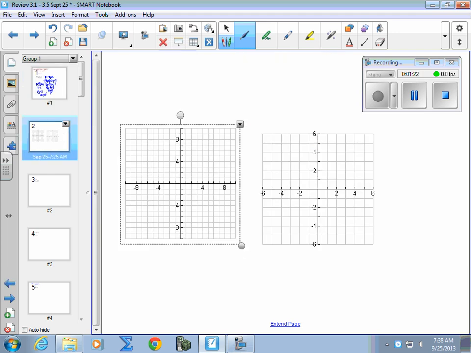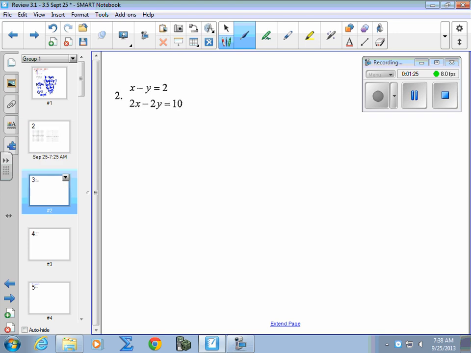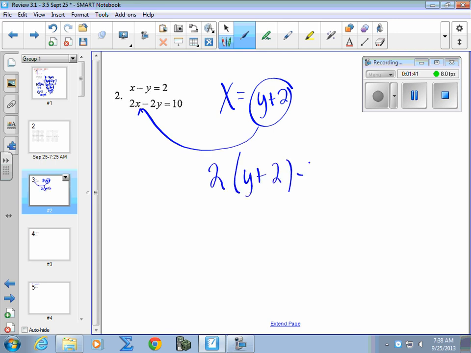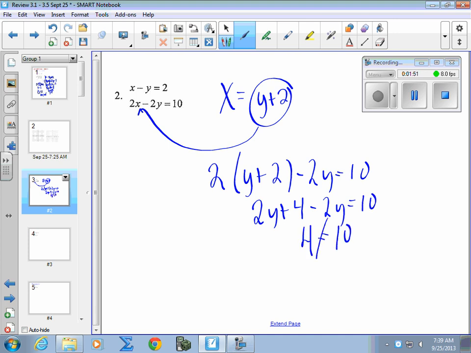Problem number 2. You're supposed to work the same way, so I would probably add y to both sides to get y plus 2. And then I'm going to take all of this and plug it in for x. So I have 2 times y plus 2 minus 2y is equal to 10. So I have 2y plus 4 minus 2y is equal to 10. So I come up with 4 is equal to 10, which is not true. So we know it is inconsistent and no solution. Everybody okay with that one?